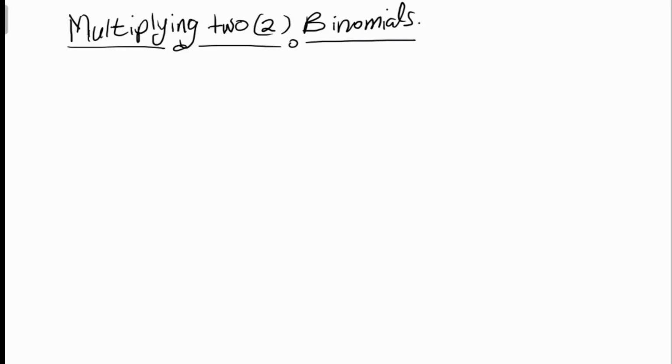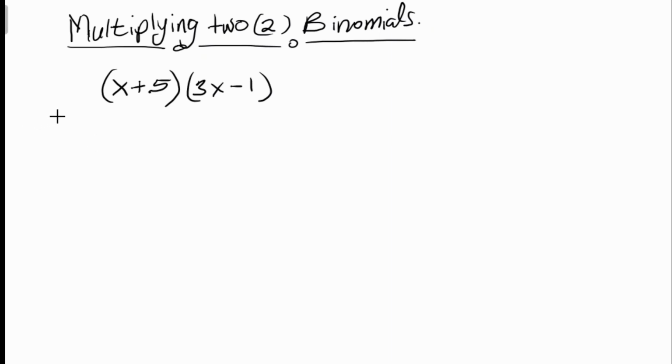Today we are multiplying two binomials, and a binomial is just an expression with two terms. For example, x plus 5. So if you are multiplying x plus 5 by 3x minus 1, how are we going to do it? In this study, we are going to use two main methods.